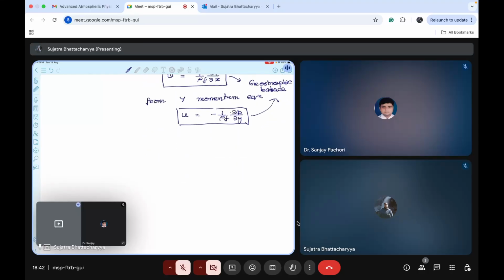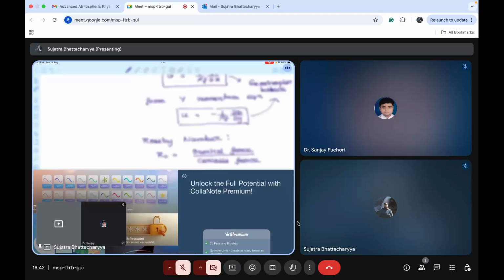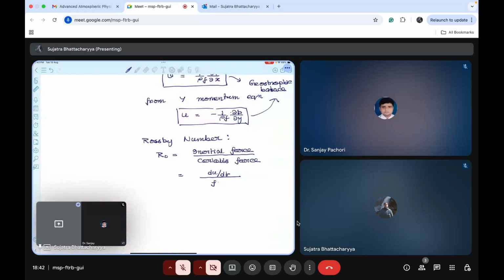Okay, so this is another important thing. Here we define a quantity called the Rossby number. Very important, the Rossby number, denoted as R naught, which is the ratio of the inertial force to that of the Coriolis force. How is it defined? It is du dt, the inertial part, divided by the Coriolis part, which is f times v. Fine.